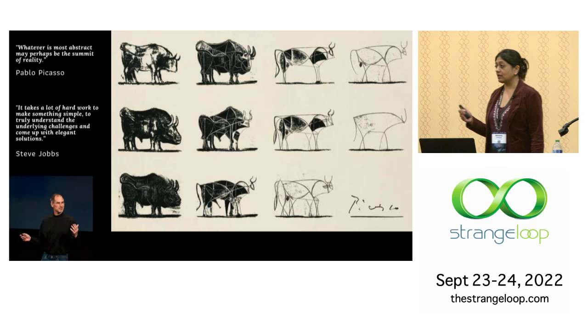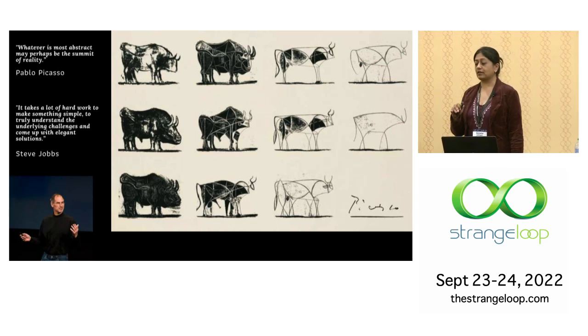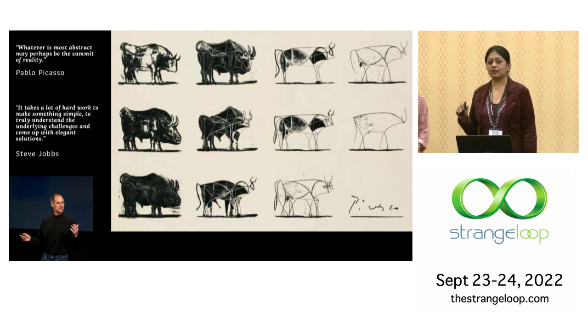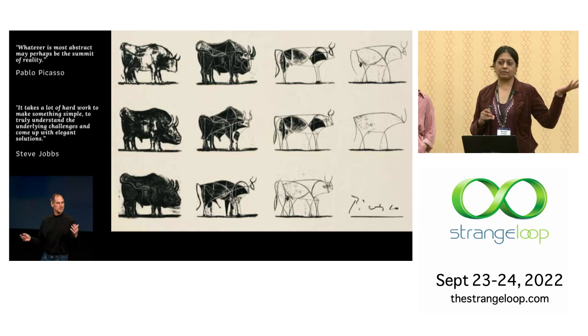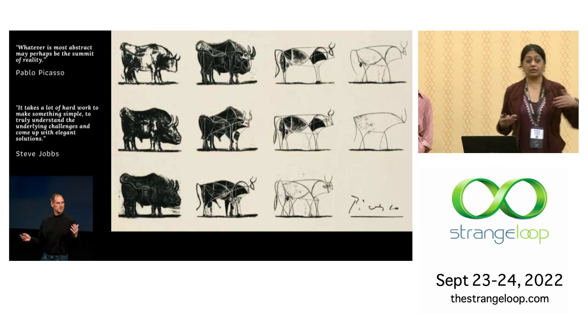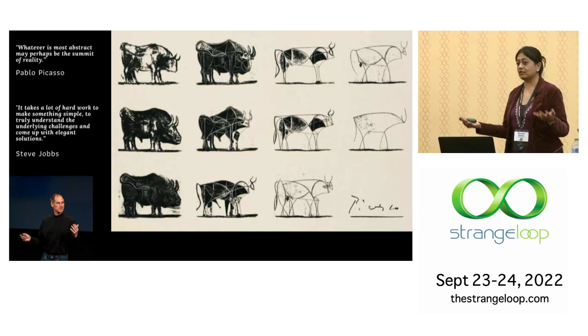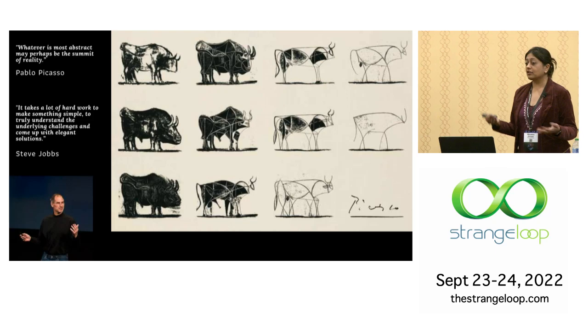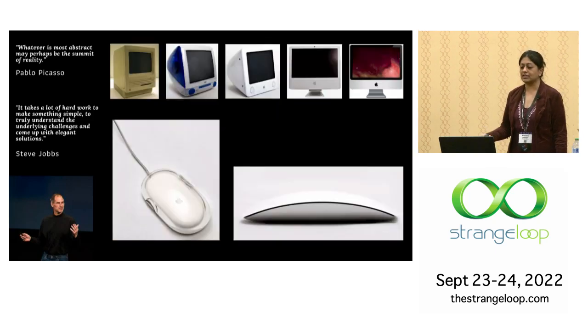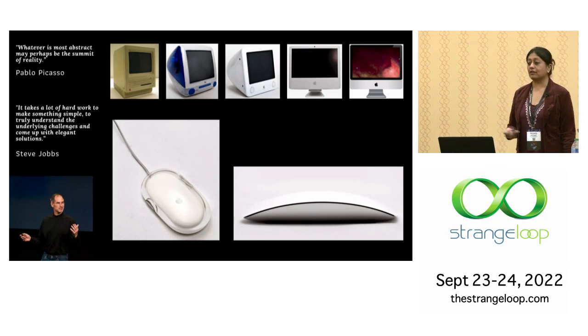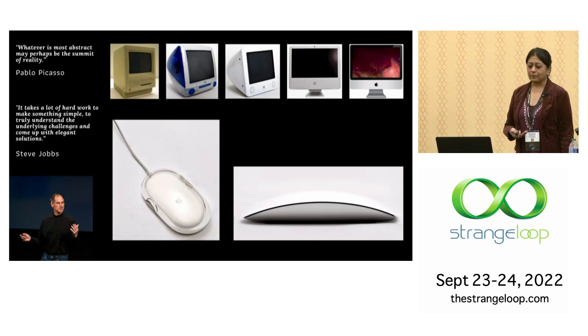In fact, when Apple hires new employees, they present to them these Pablo Picasso bull prints as well, to teach at a larger scale in the company what simple and good design could look like. And this is why from Apple we see things such as the simplicity of their mouse design, their Apple TV remote, their iMac, and so forth.